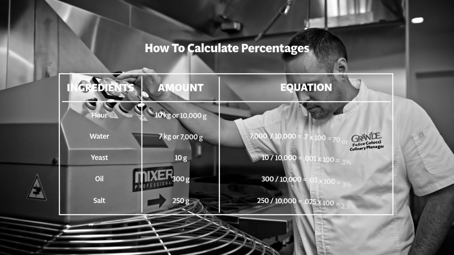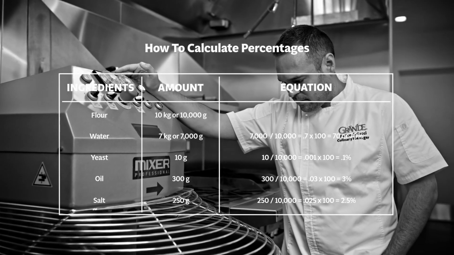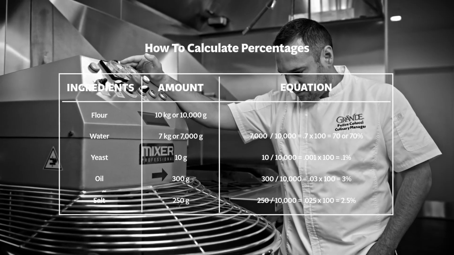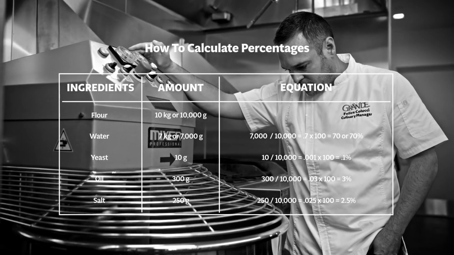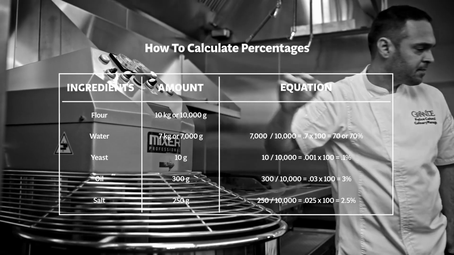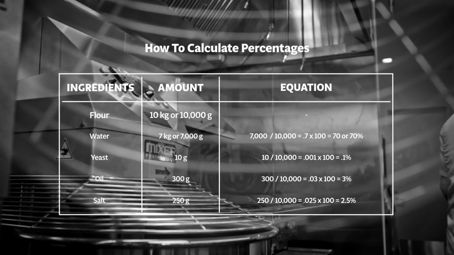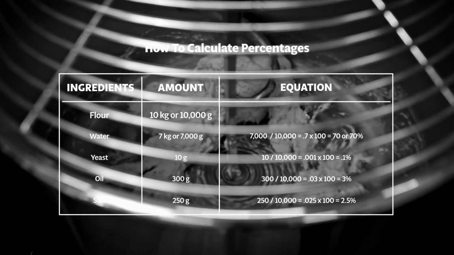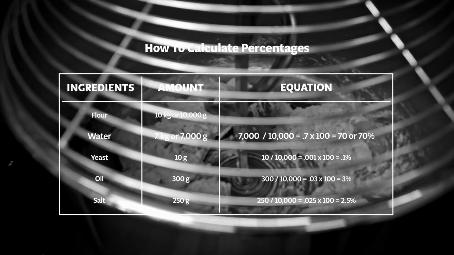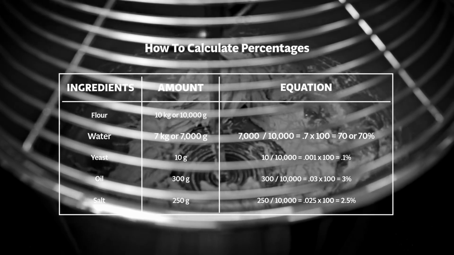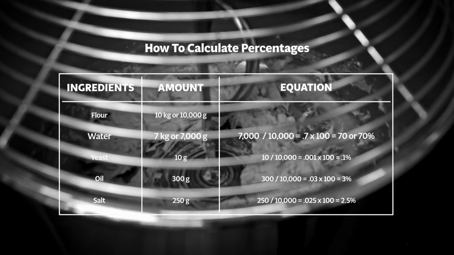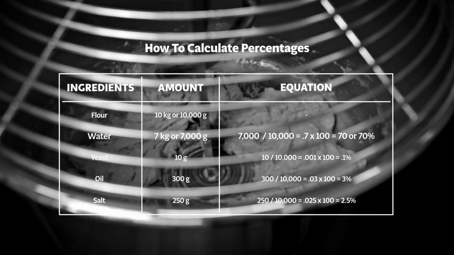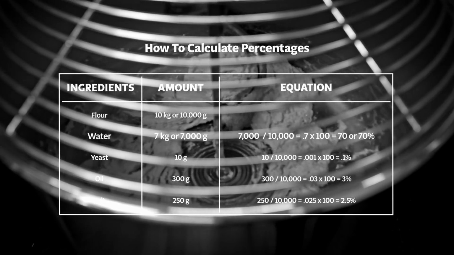If your recipe is not using baker percentages, don't worry. I'll show you how to calculate the percentages for your recipe. To understand the percentage of each ingredient, simply divide the weight of each ingredient by the weight of the flour and multiply by 100. For example, our recipe calls for 10 kilograms of flour or 10,000 grams and 7 kilograms or 7,000 grams of water. If we divide 7,000 by 10,000, that equals 0.7 or 70%.